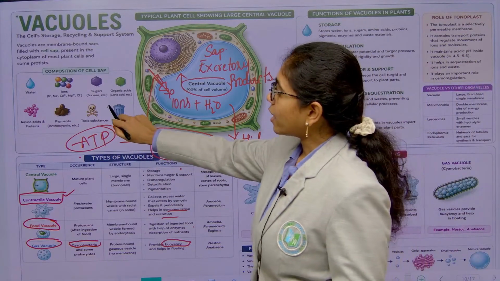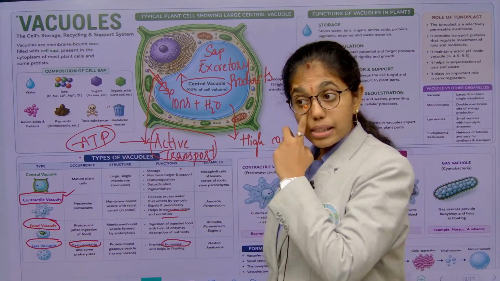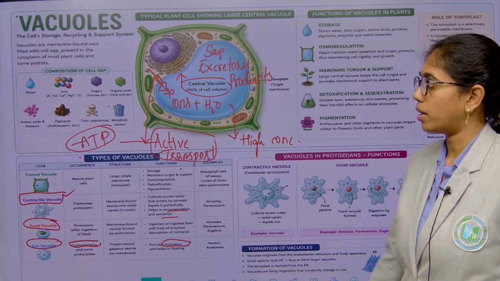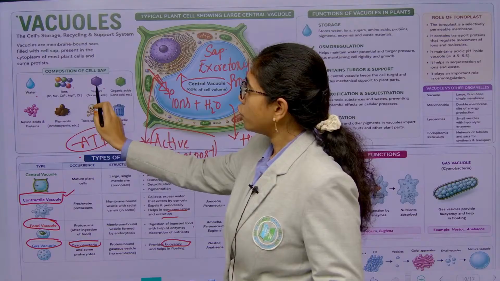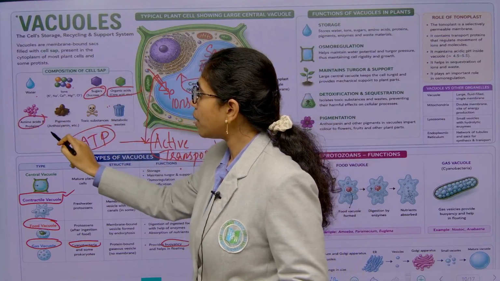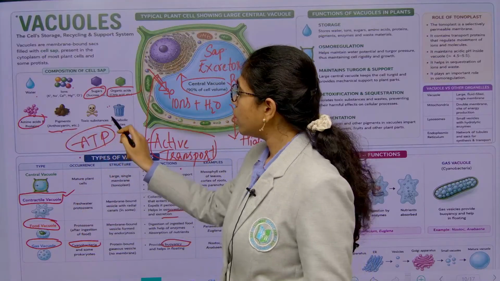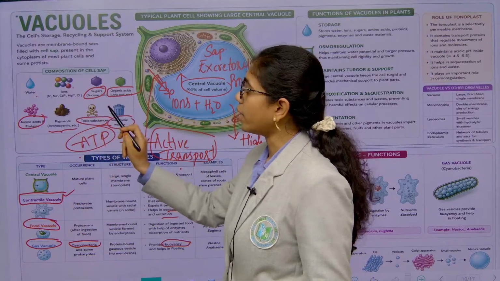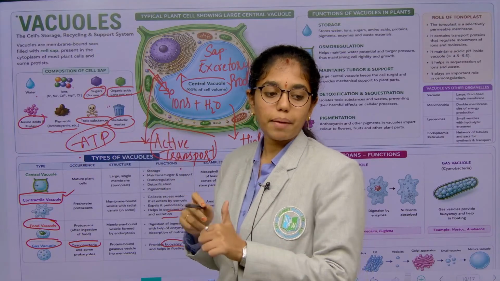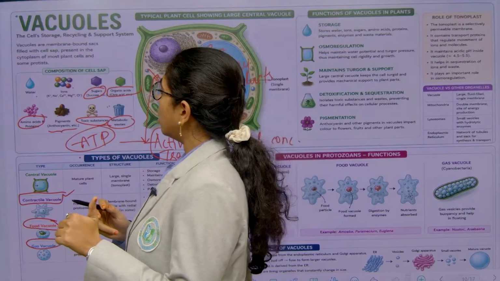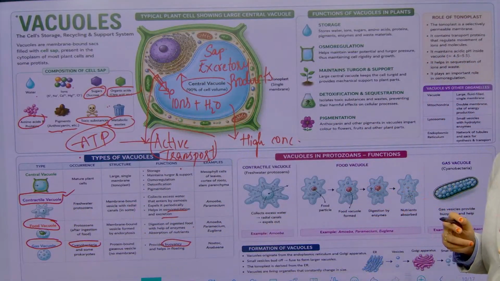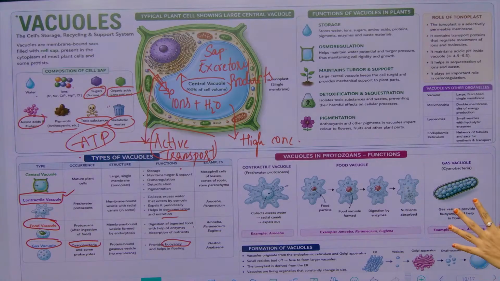This is the exact composition of cell sap. In NCERT it is given as water, ions, sugars, organic acids, amino acids, some pigments like anthocyanins, toxic substances and metabolic waste. All these are present in the sap vacuole. Please take pigments like anthocyanins, sugars, organic acids, ions and water. Composition is important.